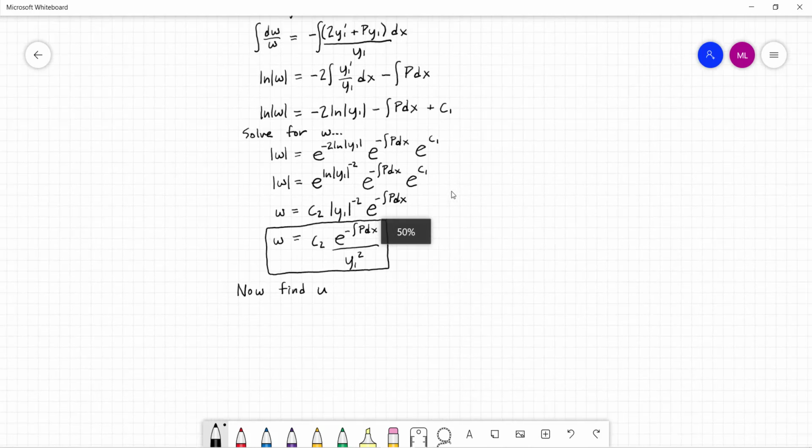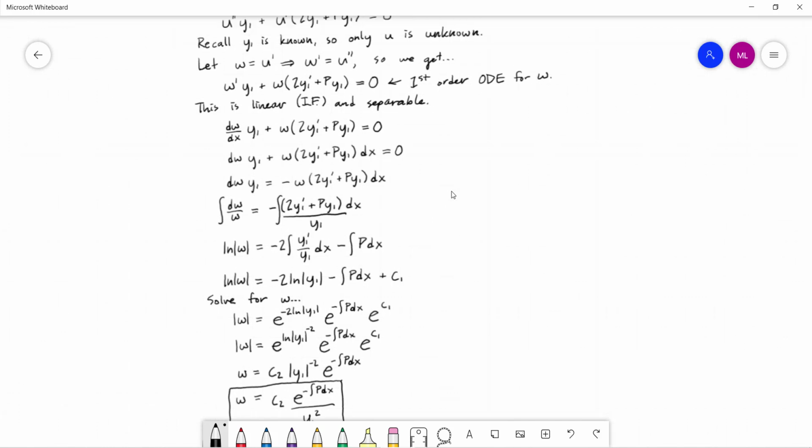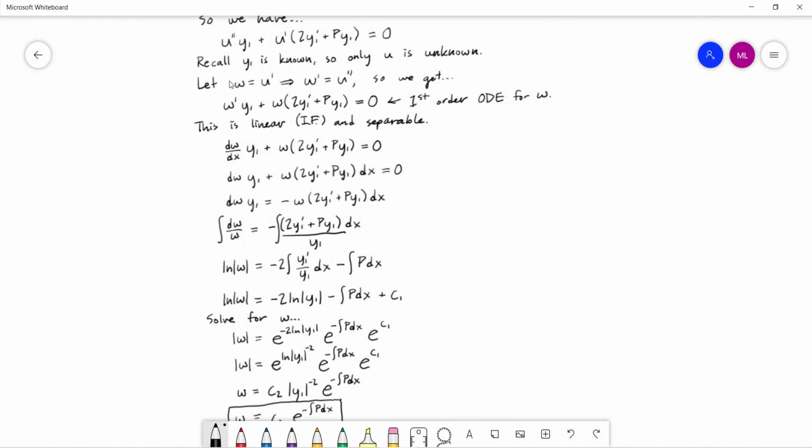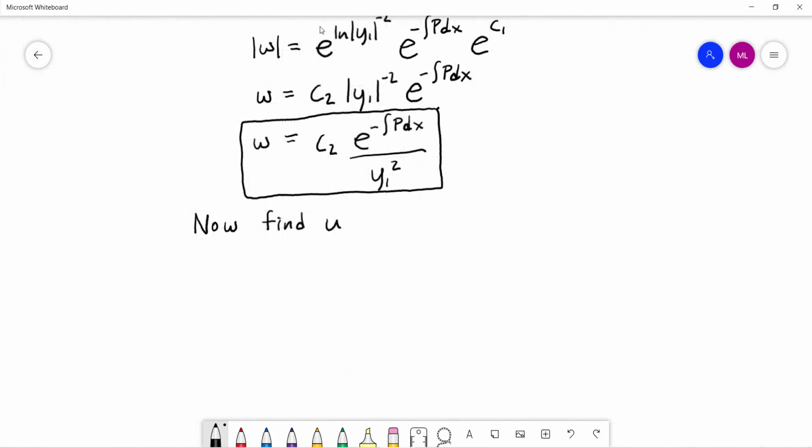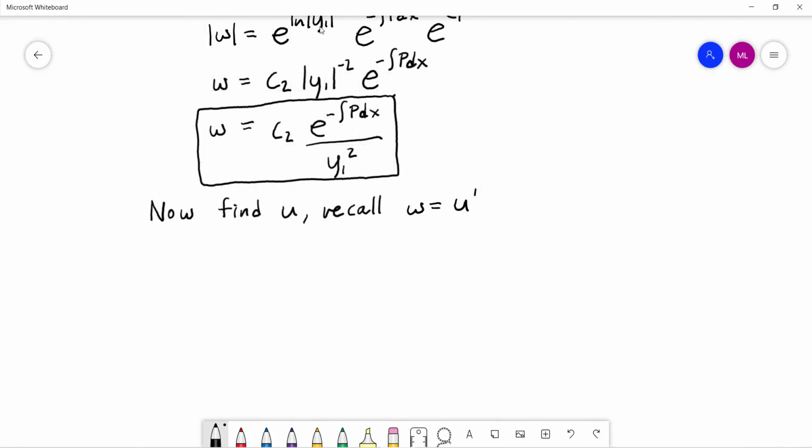But what was our relationship between u and w? We got to come back up here. Here's our relationship between w and u. So recall that w is equal to u prime. So what does that mean the relationship is if I want to solve for u? So basically, you could think of this as w equals du dx.